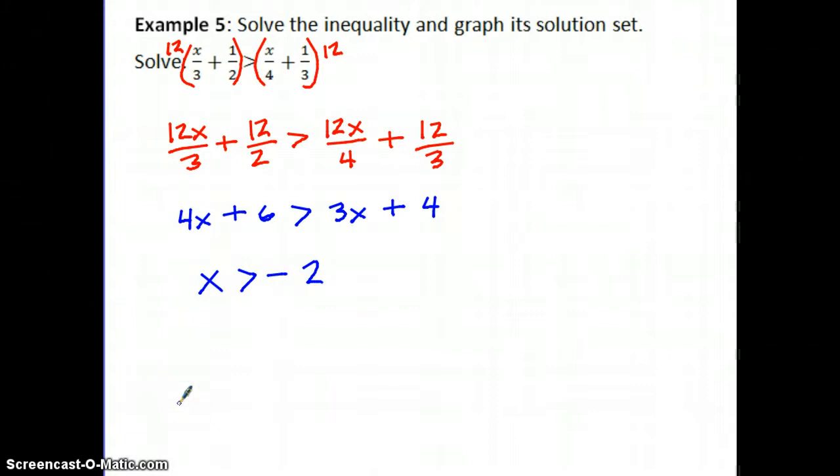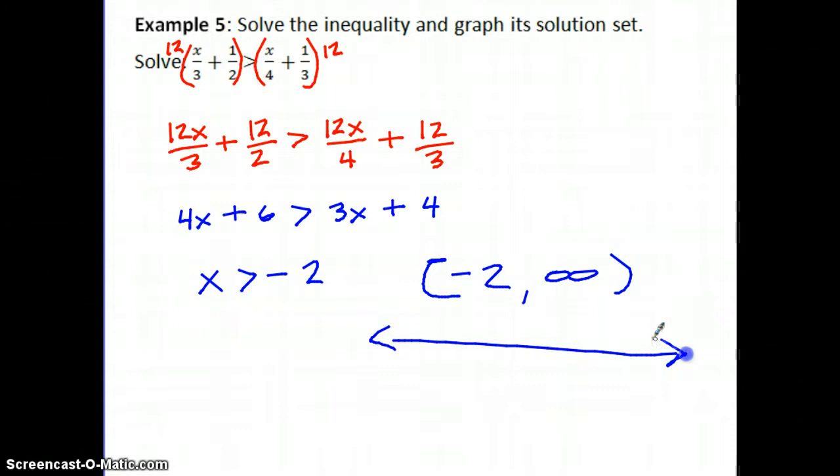And let's write our solution in interval notation. We're talking about all the values greater than negative 2, not including negative 2, just greater than negative 2, like so. And the actual graph looks like this.